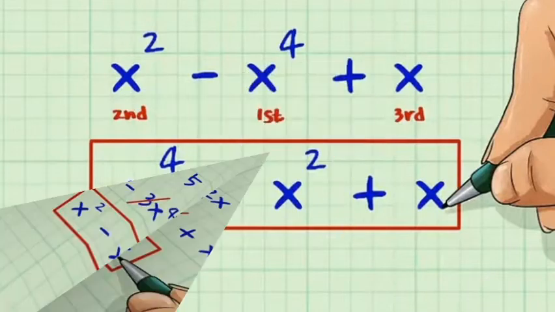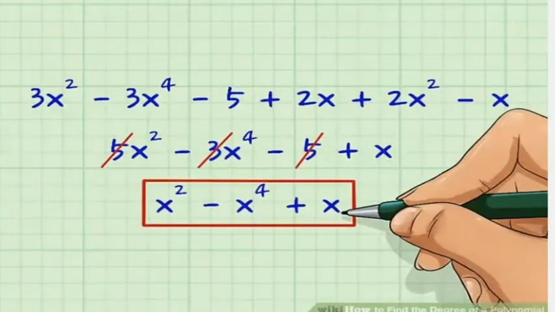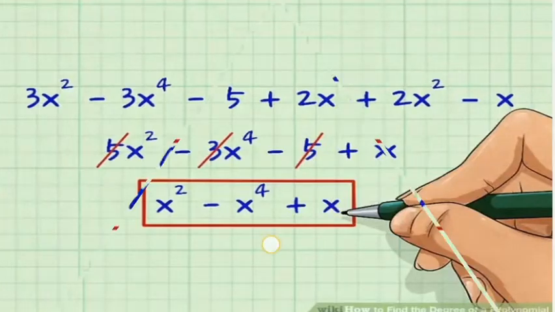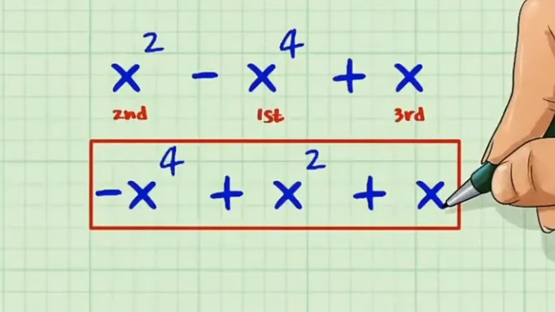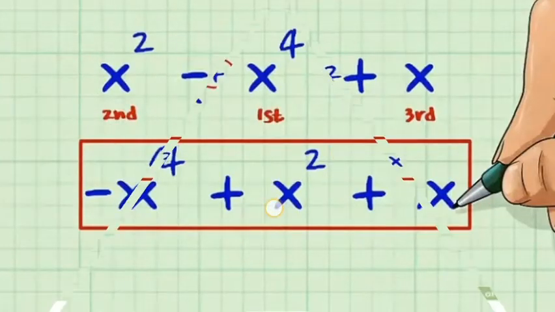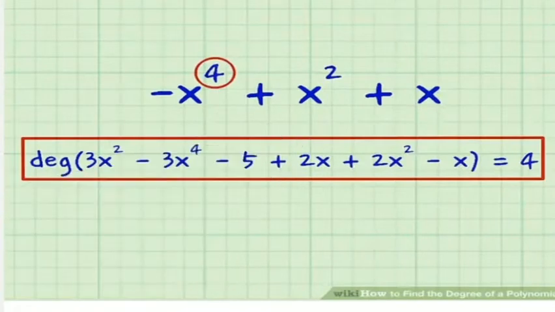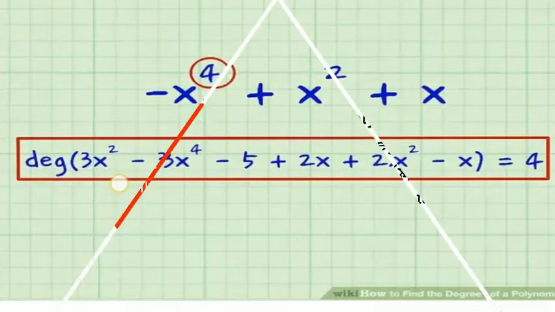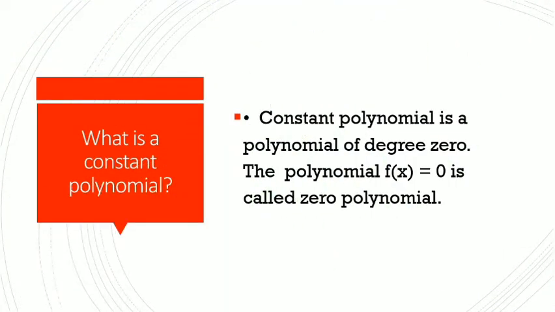Now, as x^4 has the highest degree, we have to write it first. So first we write minus x^4, then the term x^2, then the term x. This is how we represent the previous expression. Now if we look at it, x^4 is the highest power of the variable, so 4 is the degree of that polynomial.